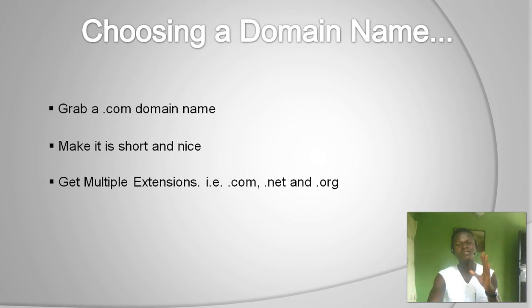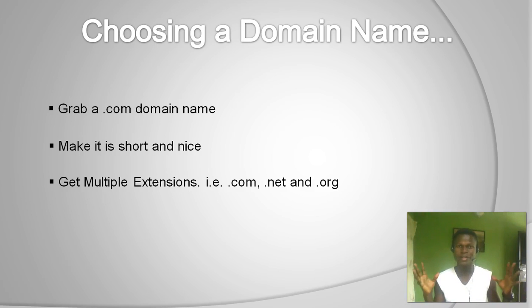So the next thing you need to do, my friend, is you need to get multiple extensions. What do I mean by that? Take for instance, I'll still use John Doe. Let's say your name is King Maxwell. When you register kingmaxwell.com, make sure, my friend, you get the .net and the .org extension.